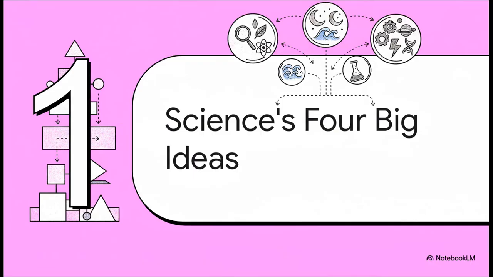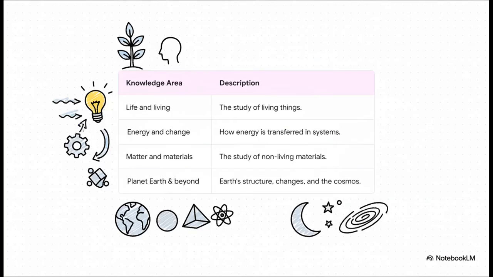Okay, so if you want to teach science well, you can't just throw a bunch of facts at someone. You need a system, a framework to hang all that knowledge on. And in natural science, everything is built around four key pillars. And this right here, this is basically the blueprint for the entire subject. You've got the world of living things and the world of non-living materials. And then you have the two we're really focusing on today, energy and change, which is all about the invisible forces that power our world, and planet Earth and beyond, which connects the very ground we walk on to the stars way up in the night sky.